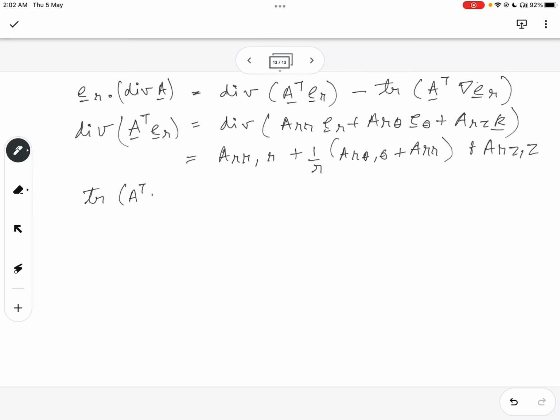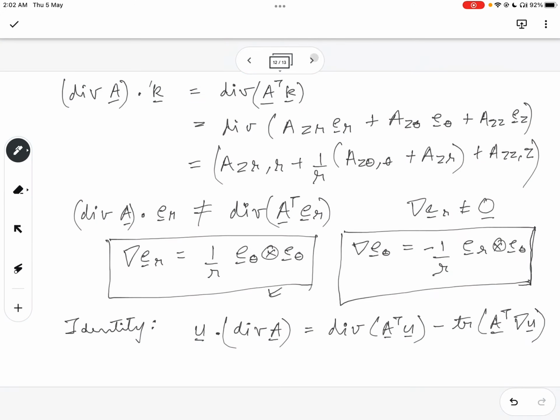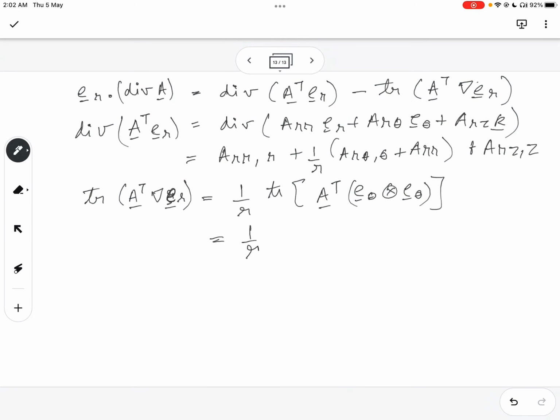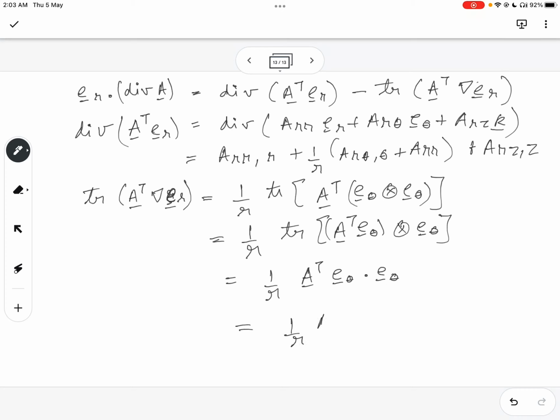Now trace of A transpose gradient of e_r is 1 by r trace of A transpose e_theta dyadic e_theta. So from our expression of gradient of e_r, this is equal to 1 by r trace of A transpose e_theta dyadic e_theta. This is nothing but 1 by r A transpose e_theta dotted with e_theta. This is 1 by r A_theta theta.